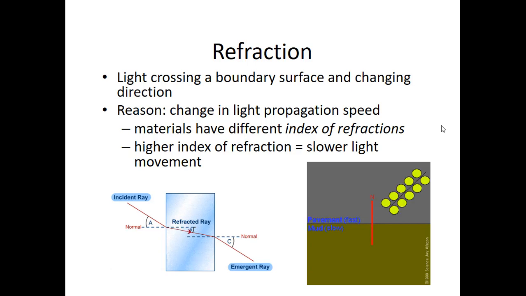Like if you're driving your car down the road and there's a puddle on the right-hand side of the road and your car wheels go in that puddle, it pulls your car to the bank because two of your wheels are going slower than the other two wheels. And that's what causes refraction, when half of the wave or part of the wave is going slower than the other part of the wave.